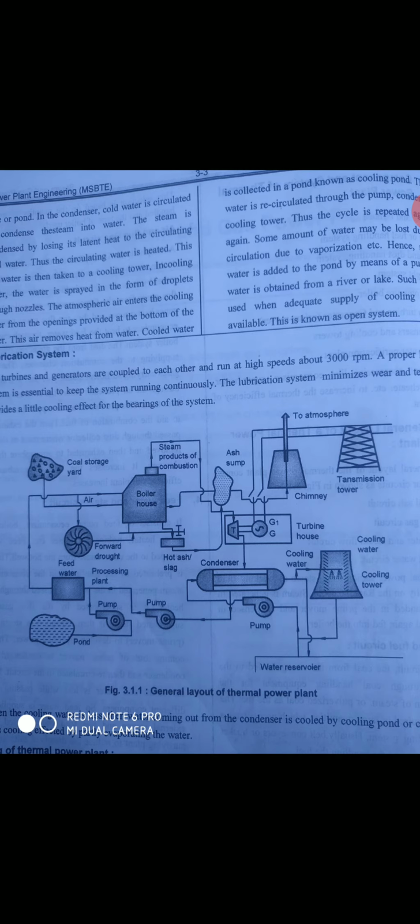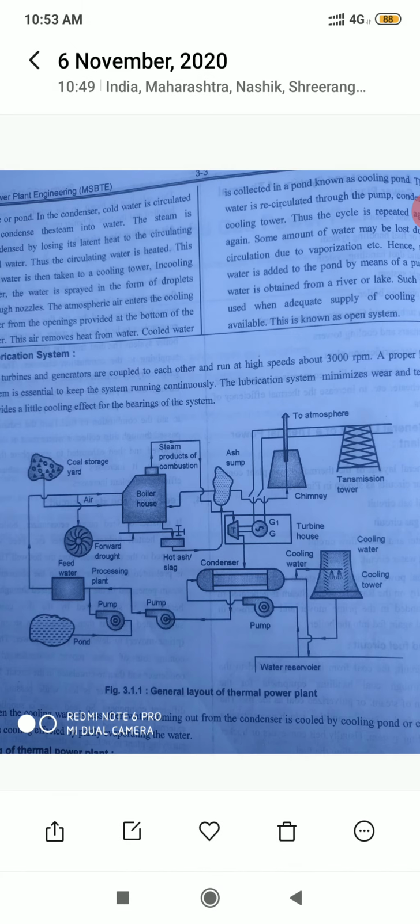It consists of feed pump, economizer, boiler drum, superheater, turbine, condenser, etc. Feed water is pumped into the economizer through the hot well. This water is preheated by the flue gases in the economizer. The steam generated in the boiler is passed through the superheater. It is superheated by the flue gases.